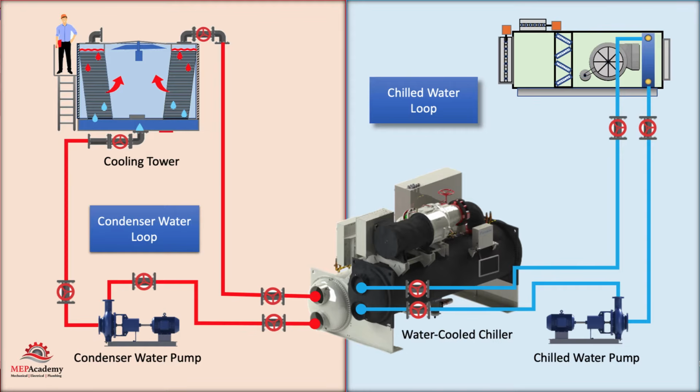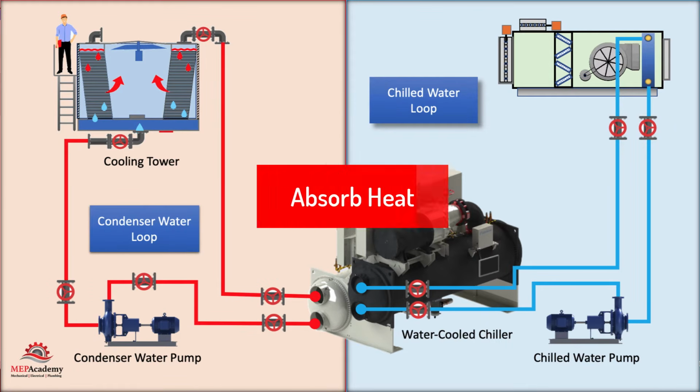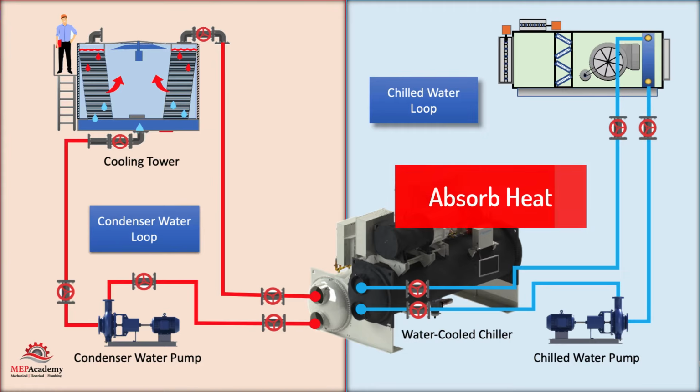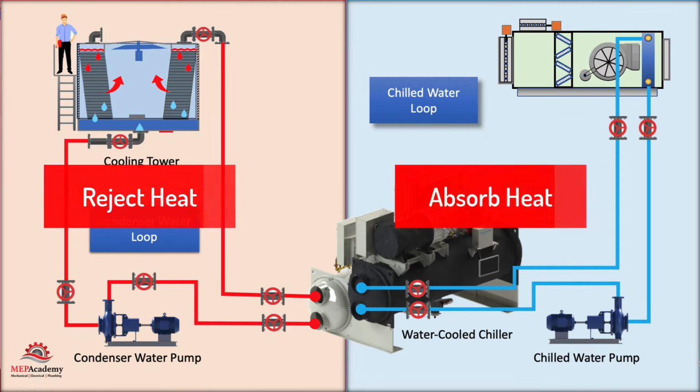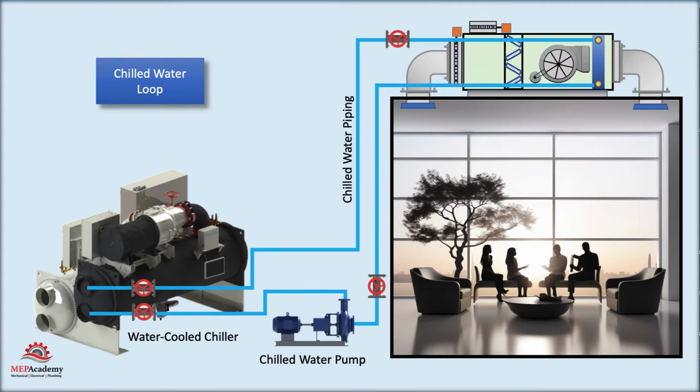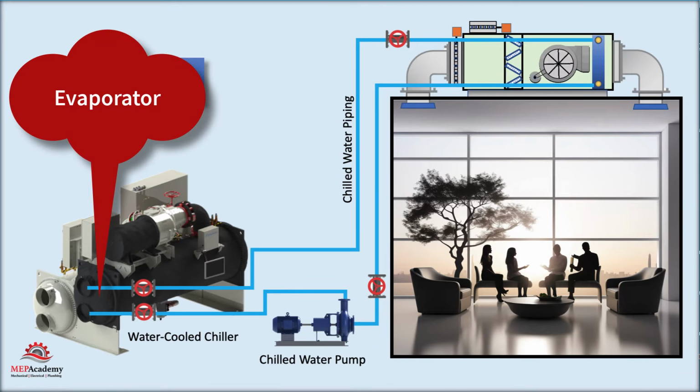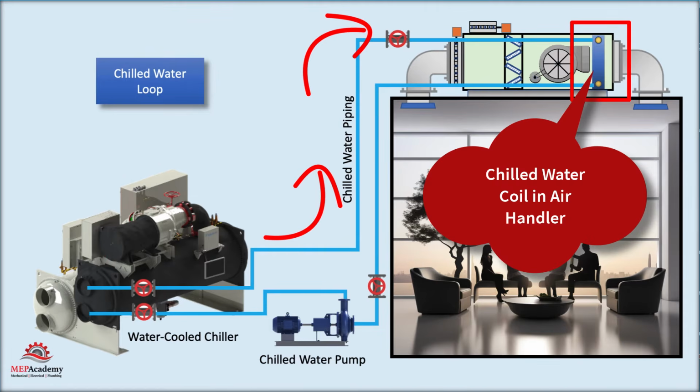The chilled water loop's purpose is to absorb the heat from the building, while the condenser water loop's purpose is to reject that heat to the atmosphere. The chiller's evaporator in the central plant produces chilled water, which is sent to the air handler's cooling coil and fan coils that serve the building occupants.